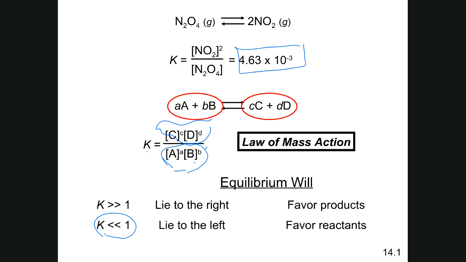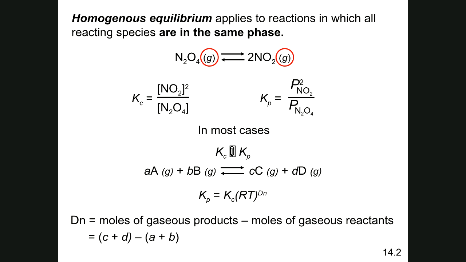And the given value is much smaller than one. That means reactants are favored in this case. So basically, it's a ratio that you're comparing the value against.